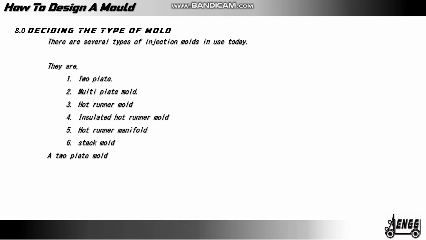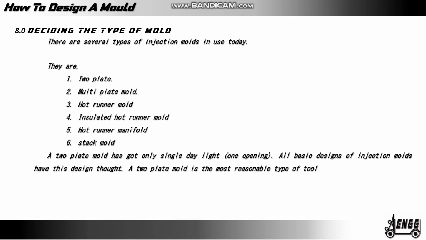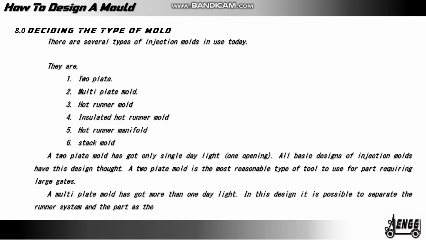A two-plate mold has only a single daylight, one opening. All basic designs of injection molds have this design thought. A two-plate mold is the most reasonable type of tool to use for parts requiring large gates. A multi-plate mold has more than one daylight. In this design, it is possible to separate the runner system and the part as the mold opens. Multi-cavity with back feeding is also possible.